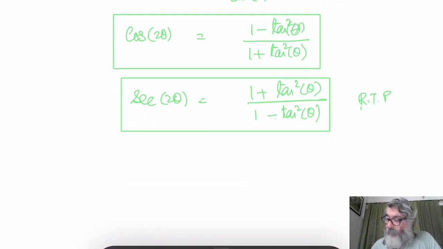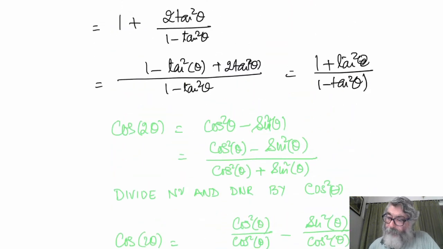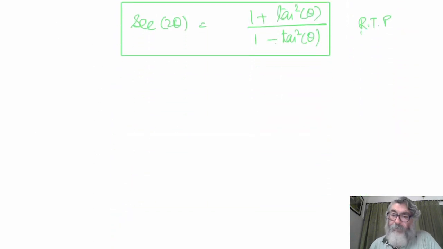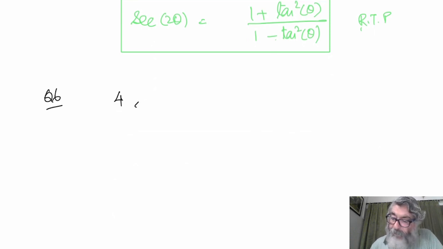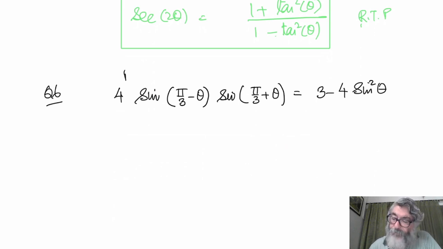Now let's see the next question. Question number 6 is: 4 sine of (pi by 3 minus theta) into sine of (pi by 3 plus theta) is equal to 3 minus 4 sine square theta. We have to prove this.